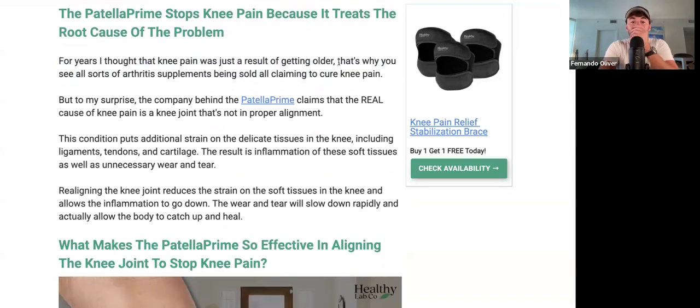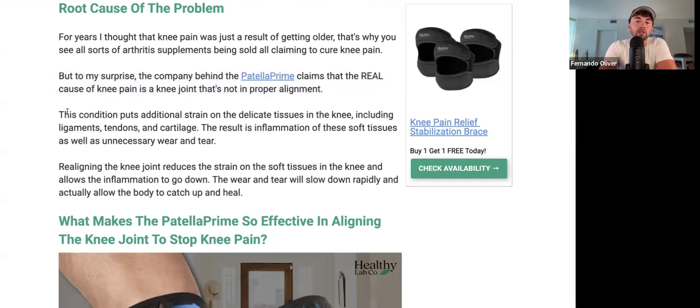And then they also back it up. That's why you see all sorts of arthritis supplements being sold claiming to cure knee pain. But to my surprise, they say the real root cause of knee pain is a knee joint that's not in proper alignment. So there's the problem mechanism. They don't give it a specific name. They just explain it as a concept.